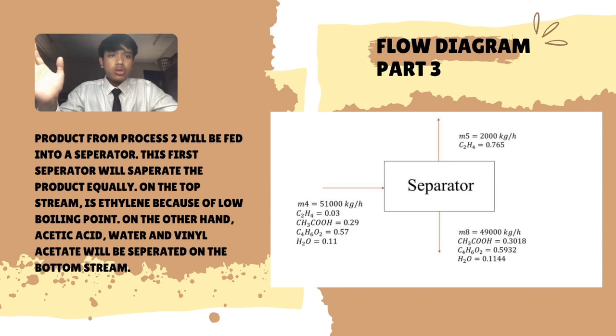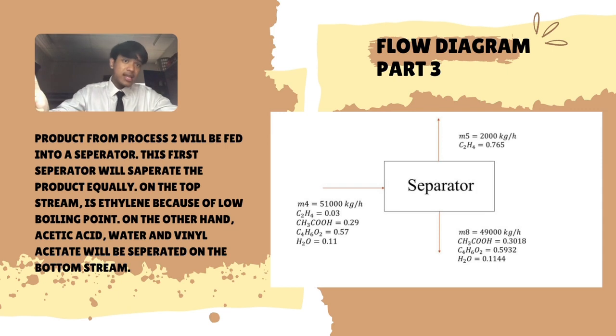Next, for the product, we have to separate it, because the vinyl acetate is mixed with water, with ethylene, and with acetic acid. We just want the product, so we have to put it in the separator to separate it. The separator will go to two sections, which are the top stream and the bottom stream.